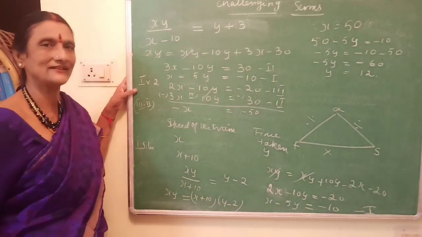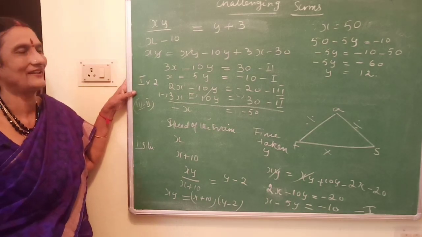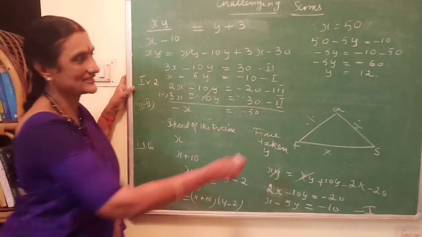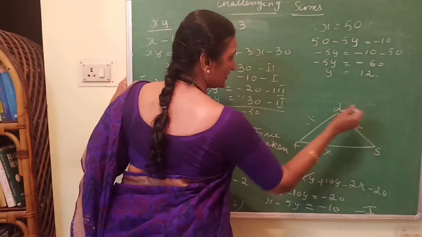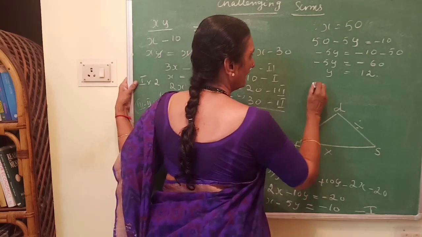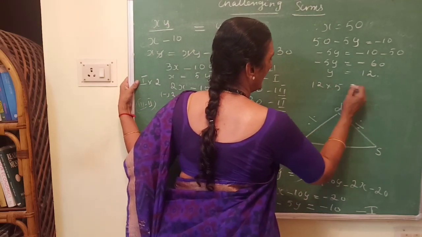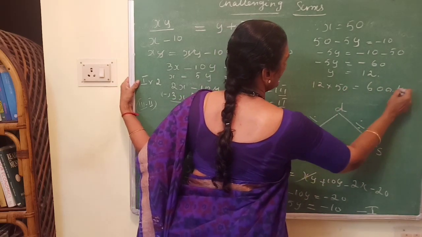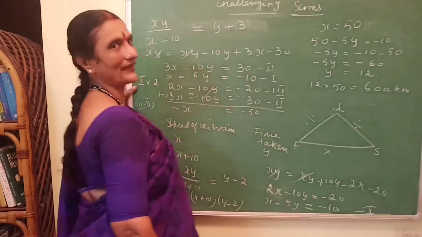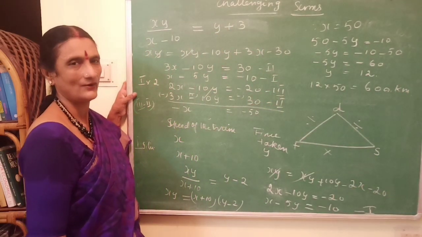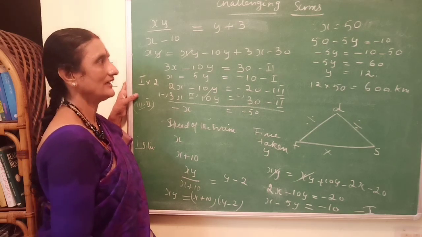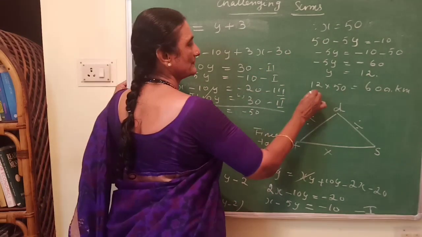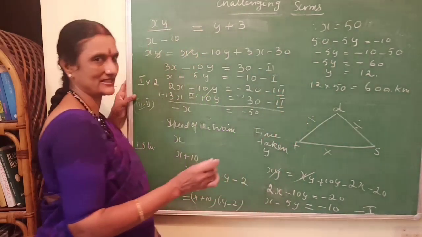Now, what is y, children? y is the time taken. What is x? x is the speed of the train. Therefore, what is distance? Distance is time into speed. Therefore, we have 12 into 50, that gives you 600 kilometers. That is the distance. The total distance is asked. In order to have more clarity, you can write here the speed of the train is equal to 50 kilometers per hour.